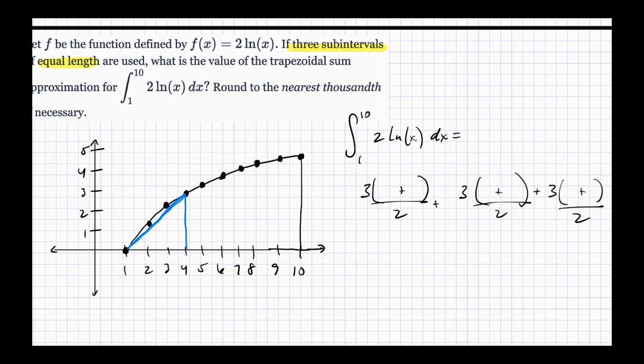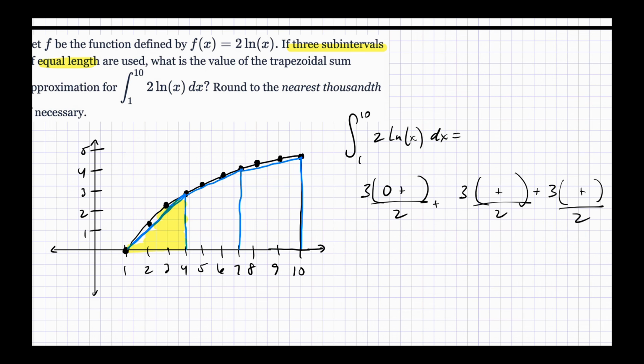1, 2, 3. And then the last one will be here. So the first one, like I said, it's not even a trapezoid because one of the bases is 0. This guy here, I have to figure out where it crosses here, for 4.